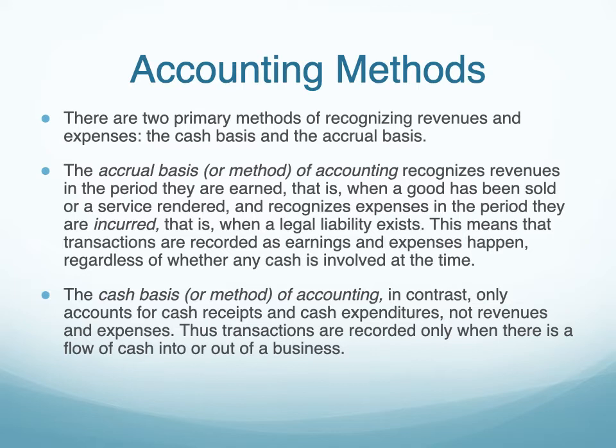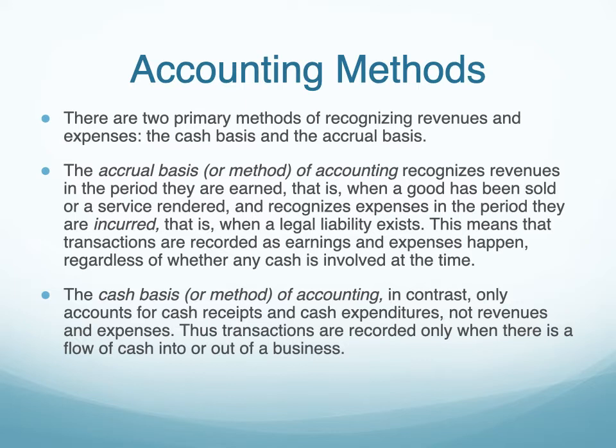There are two primary methods of recognizing revenue and expenses: the cash basis and the accrual basis. It's important to understand both of these methods and the differences between them. The accrual basis, or method of accounting, recognizes revenues in the periods that they're earned, that is, when a good has been sold or a service has been rendered, and recognizes expenses in the period that they are incurred, that is, when a legal liability exists.